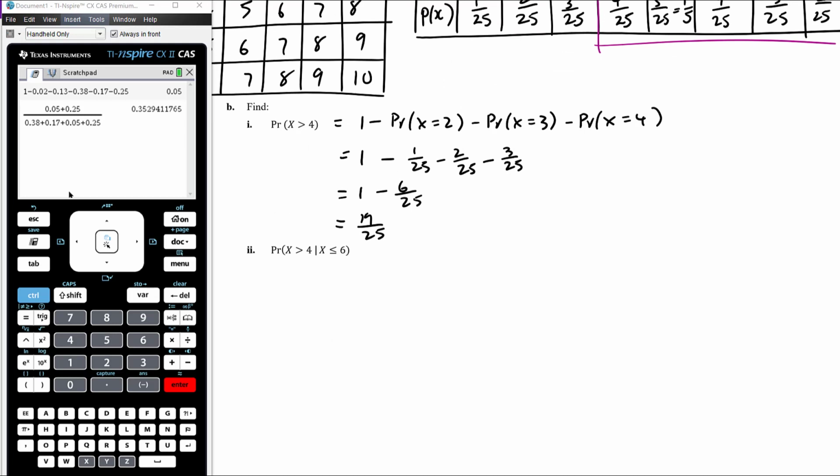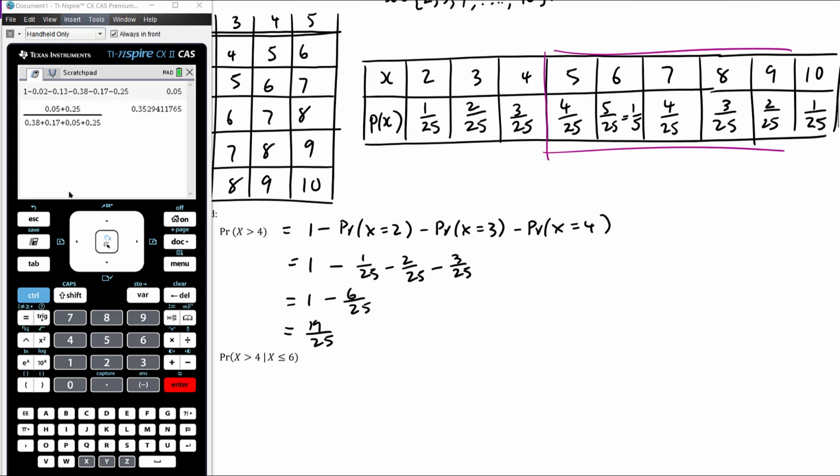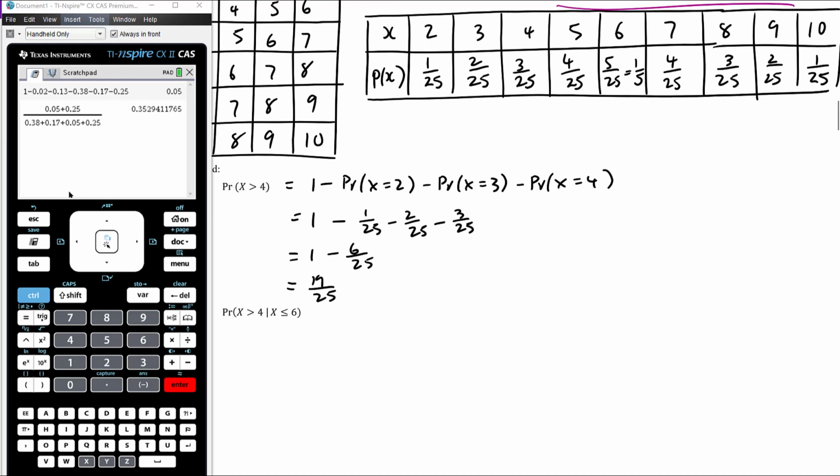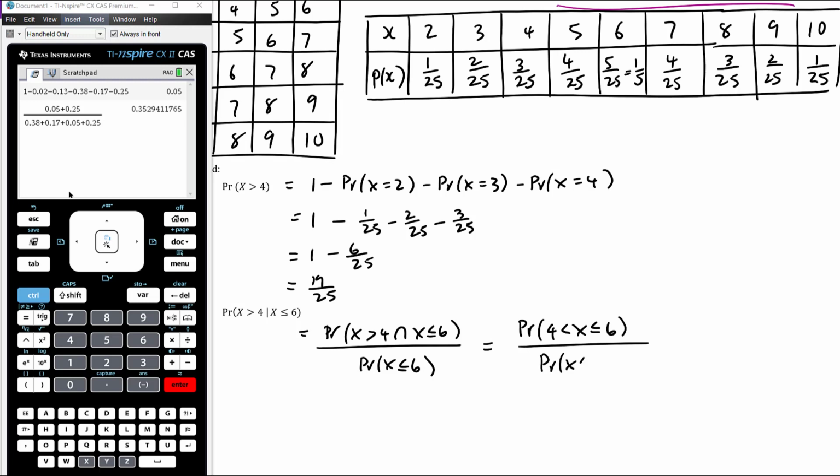Okay, so then the probability that x is bigger than 4, given that x is less than or equal to 6. Okay, so we want the intersection of those two things. X has to be bigger than 4 and less than or equal to 6, over the second thing, x being less than or equal to 6. Okay, so the intersection between those two things is going to be that x has to be bigger than 4 and less than or equal to 6, over the probability that x is less than or equal to 6.